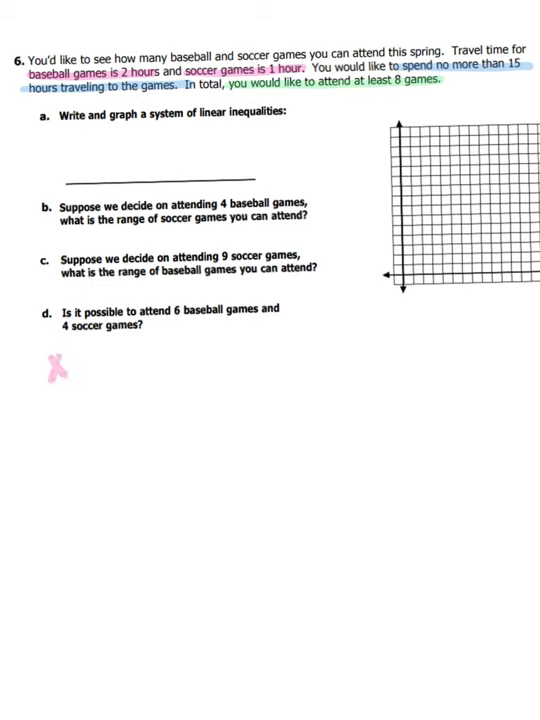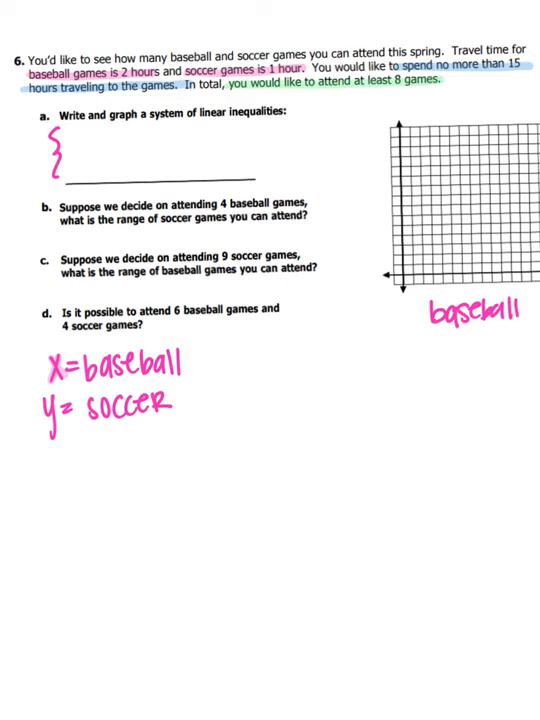So I would say let X equal baseball games and let Y equal the soccer games, and then use that other information to make your 2 equations. Go ahead and put them up here in A. So the x-axis we'll call baseball, and the y-axis we'll call soccer.